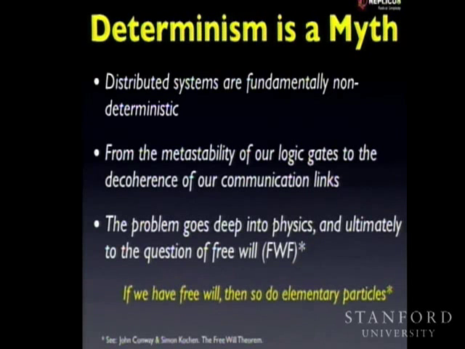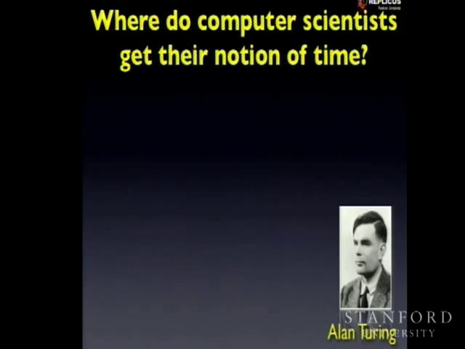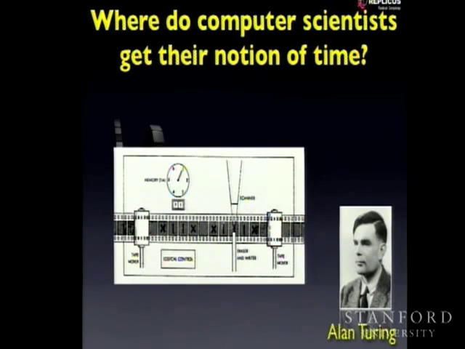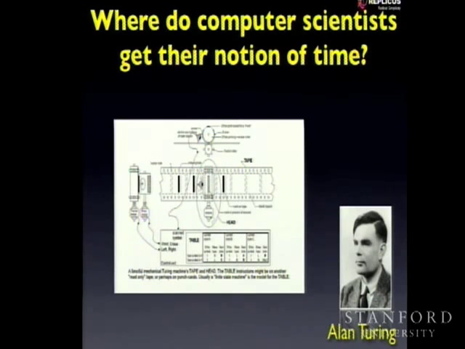That's the whole quandary, or the paradox, of quantum mechanics. So, where do computer scientists get their notion of time? Well, a long time ago we had this notion of a long piece of paper tape with holes in it, and we defined a beautiful theory of computability around more and more elaborate forms of this paper tape machine.